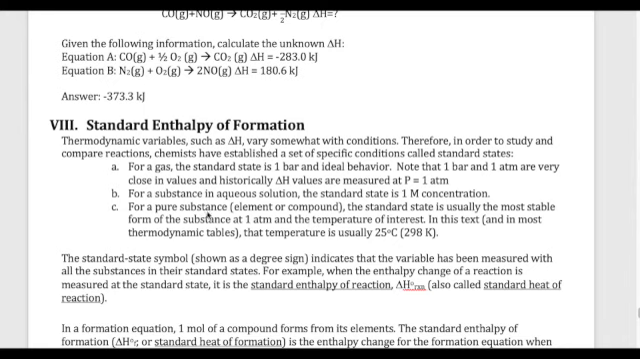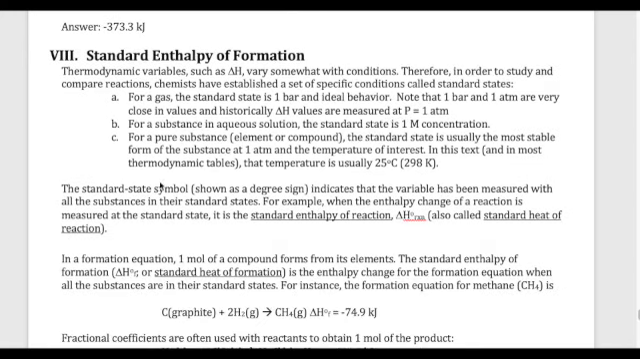What about for a pure substance? If you have pure solids or liquids, elements or compounds, the standard state is the most stable form of that substance at 1 atmosphere and the temperature of interest, which typically is 298 Kelvin. The reason for this is that for solids, there's not just one type of solid for a given substance. For example, for ice, there are actually many different types of ice that you can form depending on the pressure and temperature combination.